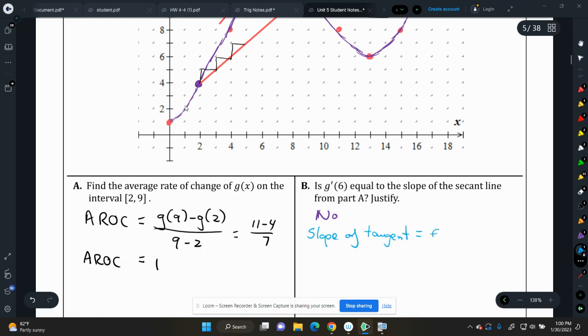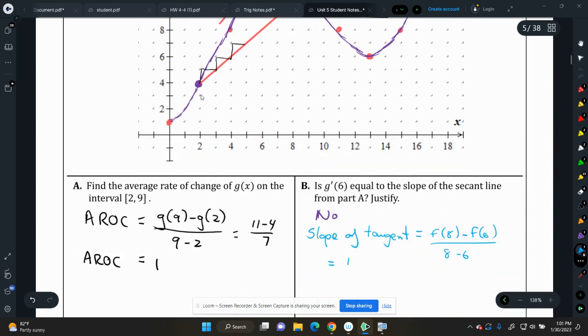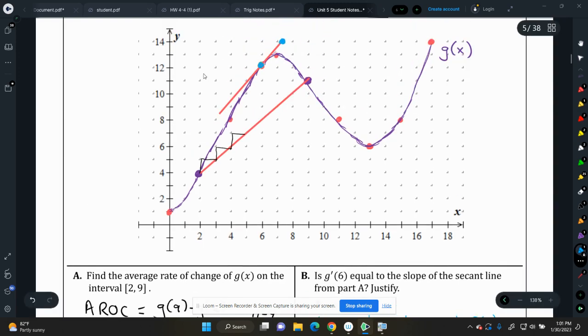So we're going to do f of 8 minus f of 6, and it's going to be 8 minus 6. So f of 8 we're saying is about, looks like 14. All right, so 14 minus 12 over 2, that equals 1. So we said no, but this is a really good exercise, because this is the type of thing you're going to encounter on the AP exam. Because looking at the graph, we know that it's not, right?